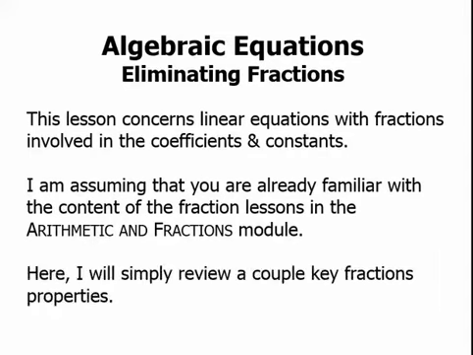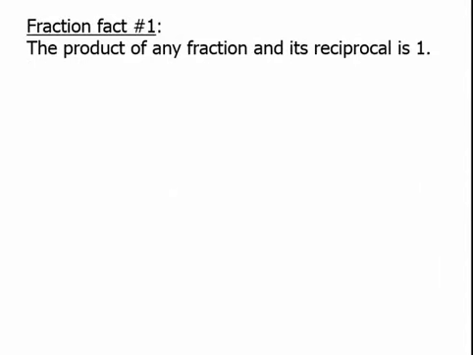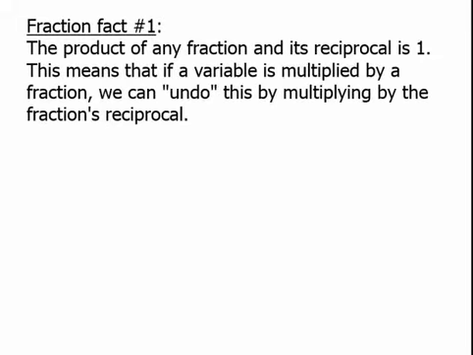Here I'm just going to do a brief review of a couple key facts. Fact number 1, the product of any fraction and its reciprocal is 1. This means that if a variable is multiplied by a fraction, we can undo this by multiplying by the fraction's reciprocal. That's really important. If we want to isolate x, and x is times a fraction, all we have to do is multiply by the reciprocal.